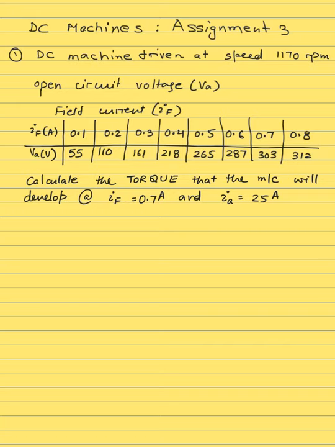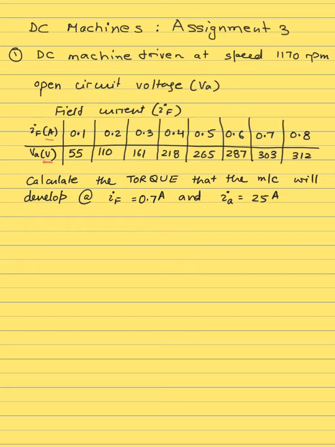This is a question on DC machines. A DC machine is driven at a speed of 1170 RPM. The open circuit voltage VA versus the field current IF table is given. So you're given the open circuit voltage values for different field currents, where the field current is in amperes and the open circuit voltage is in volts.